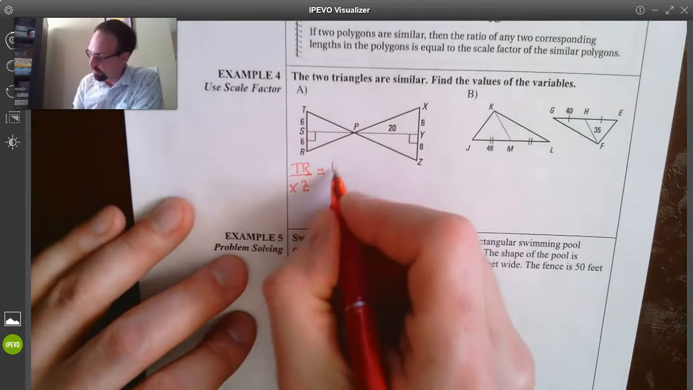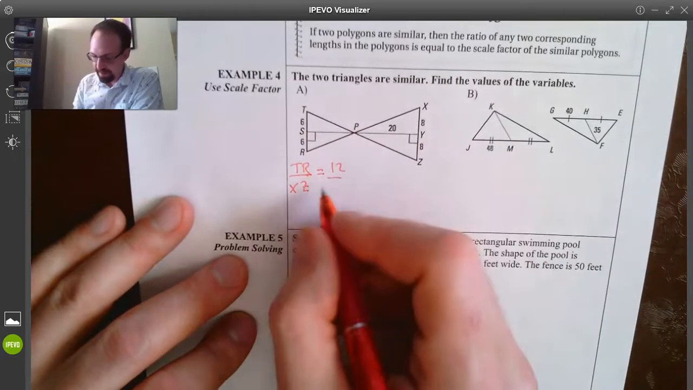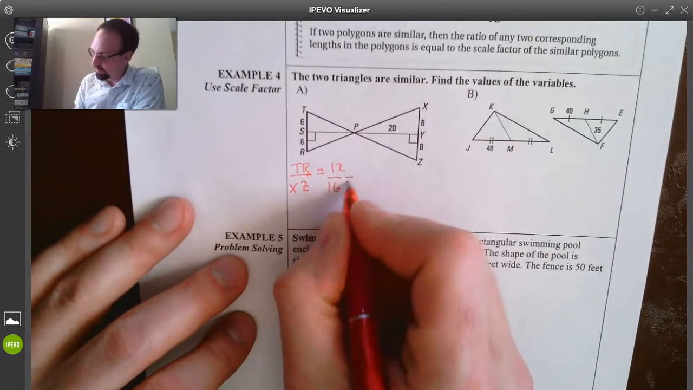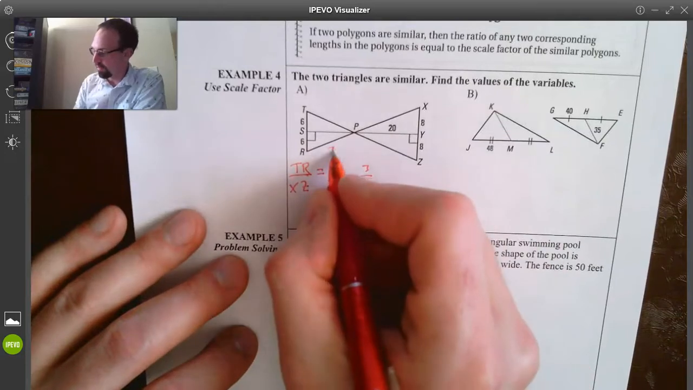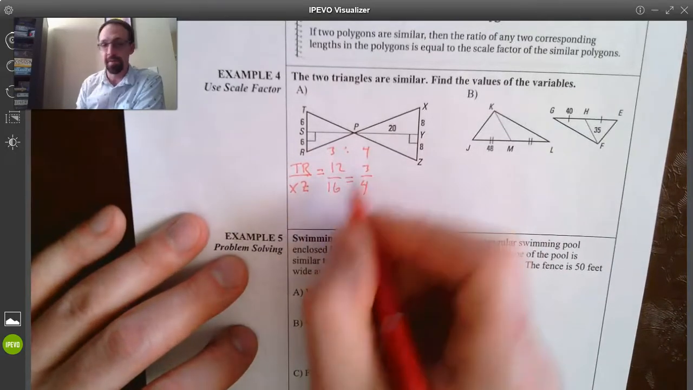So T to R, that's 6 plus 6, which is 12. And X to Z is 8 plus 8, which is 16. So these reduce down. 4 goes into both: 3, and then 4 times. So the scale factor of this triangle is 3 to 4.